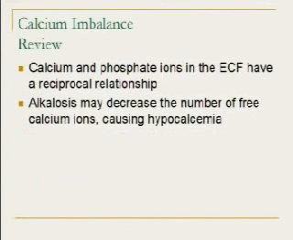Calcium imbalance: calcium and phosphate ions in the extracellular fluid have a reciprocal relationship. Alkalosis is an elevation in the pH greater than 7.45, and you are familiar with those numbers from a previous lecture. The normal pH in the human body is 7.35 to 7.45. So alkalosis may decrease the number of free calcium ions, causing hypocalcemia.